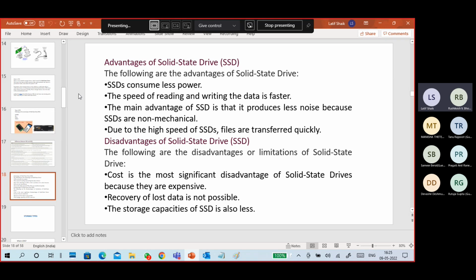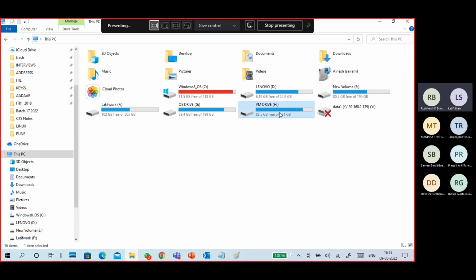It stores normal data, but look here. This is my H drive, 531 GB, and out of that, 88.5 GB is free. Meaning around 440, or 450 at least, GB is already consumed.